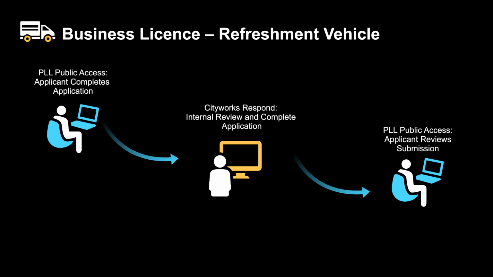In summary, what we've done here today is using PLL public access, we were able to submit a business license application for a refreshment vehicle. It was picked up in Cityworks Respond as the internal reviewer, and we completed it together. Once that has been completed, in PLL public access, the applicant was able to review their submission and see the status update in their business license application.